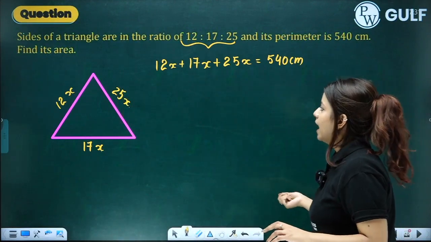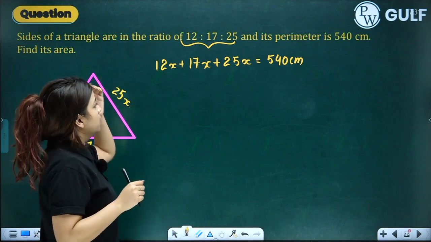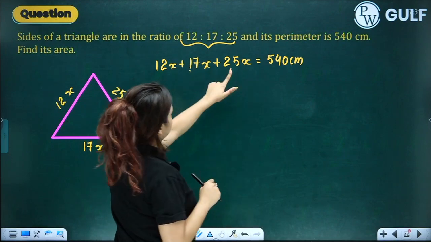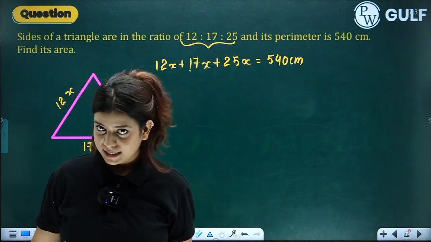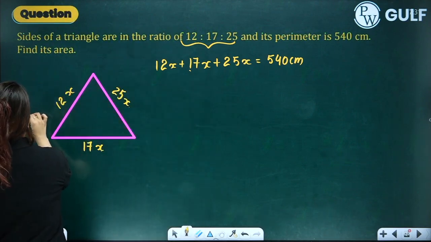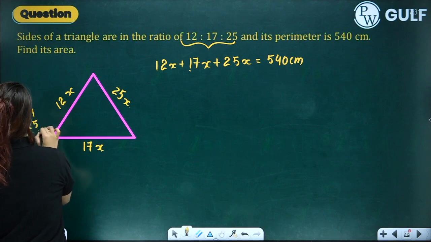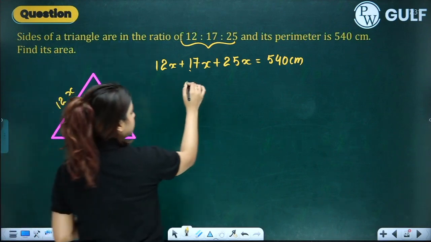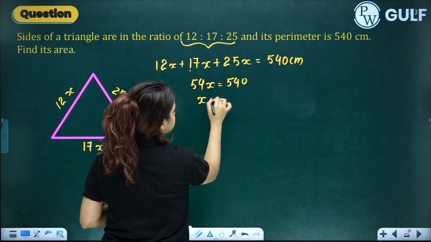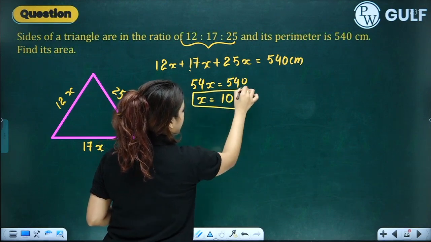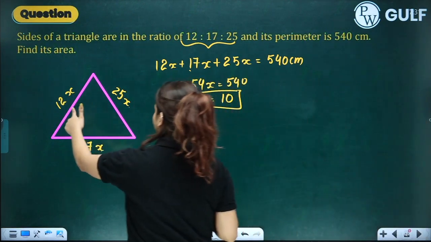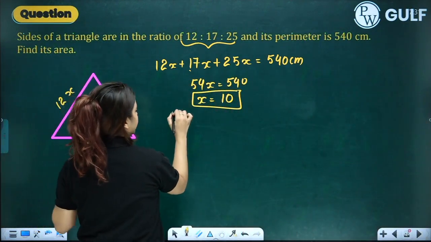The next thing is to calculate the value of x. So we have 12 plus 17 plus 25, that is equivalent to 540 centimeter. So let's add them up. 12 plus 17 will simply become 29, and then we have 25, so 54x. From here we have 54x equals 540, and the value of x comes out to be 10, right? So simply the value of x comes out to be 10. So the sides become 120, 170 and 250. So what are the sides?